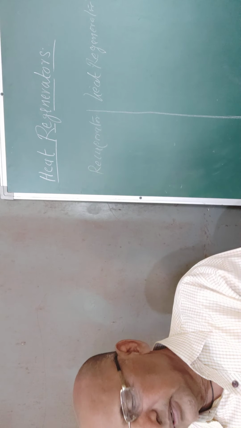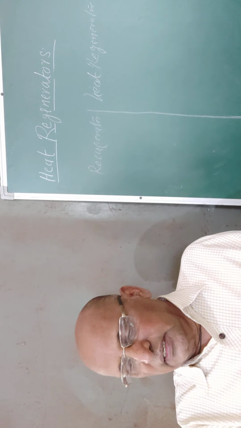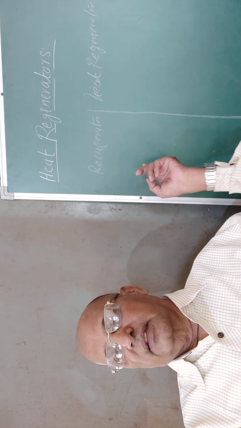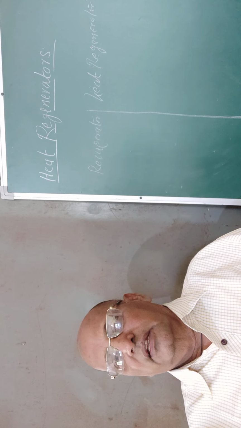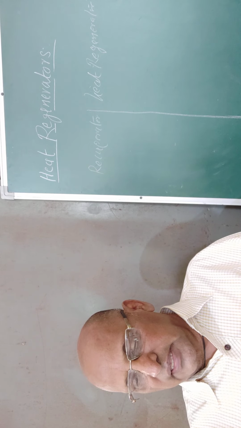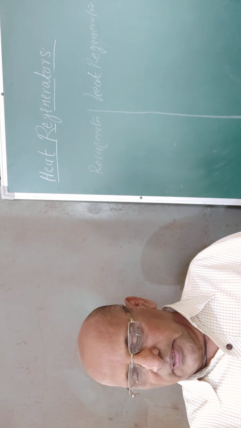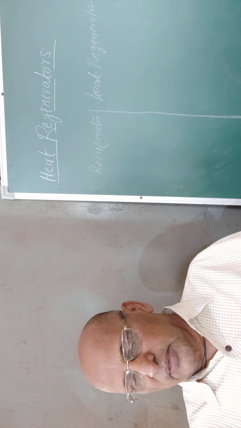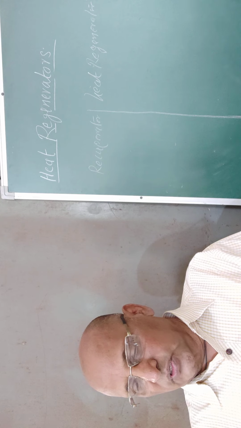Then there is a comparison between these two, recuperator and regenerator. For comparison purposes you draw one line at the center, on one side you write recuperator and on the other side you write regenerator. In this case the first point is that in a recuperator thin walls are used because of rapid heat transfer. Preheat is limited to a maximum temperature of about 400 degrees. This is in case of the recuperator.